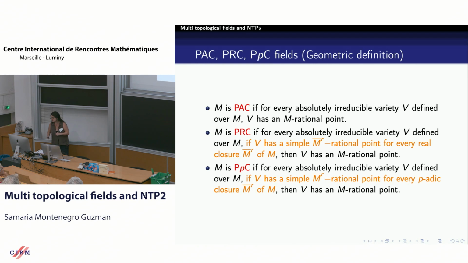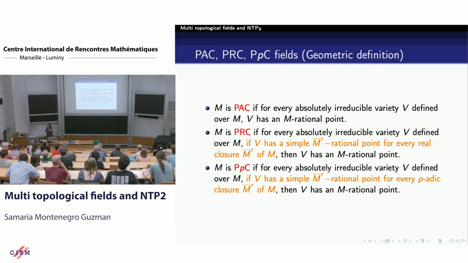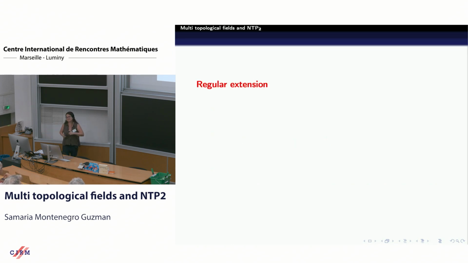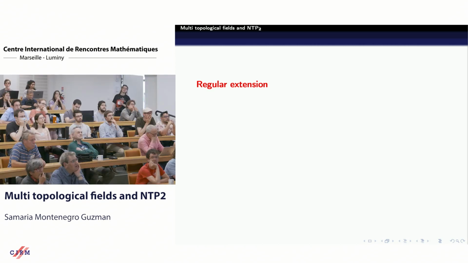You also have the analog for the p-adic valuation. You have rational points if you have points in each p-adic closure, okay? So looking at the orange stuff, this is the notion that you don't have points for every absolutely irreducible variety, but you have points for every absolutely irreducible variety that satisfies something, okay? So this is a geometric definition.